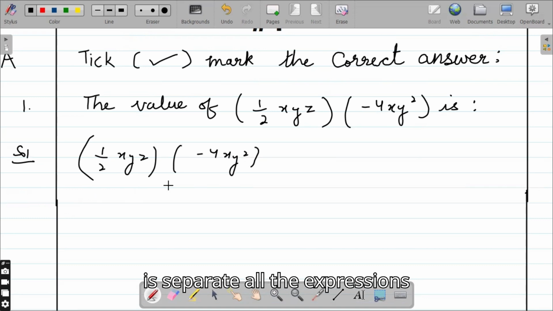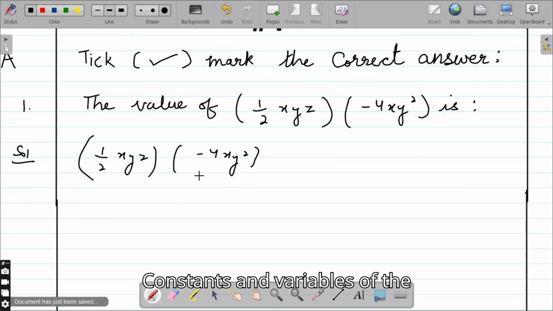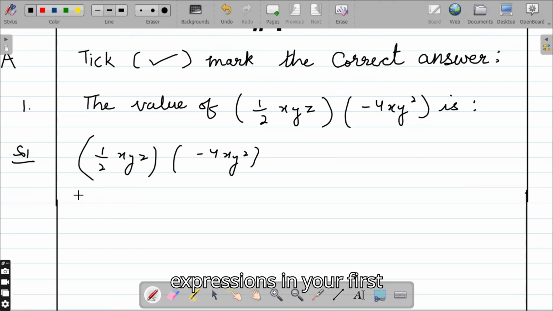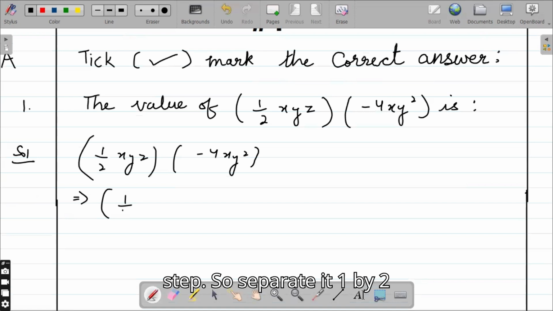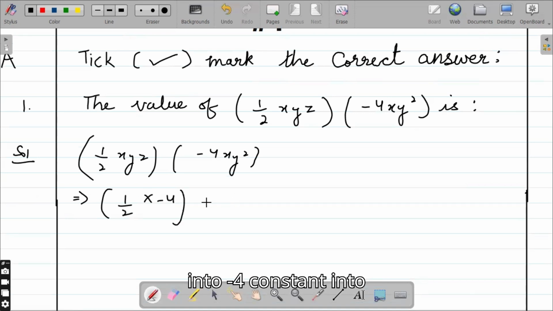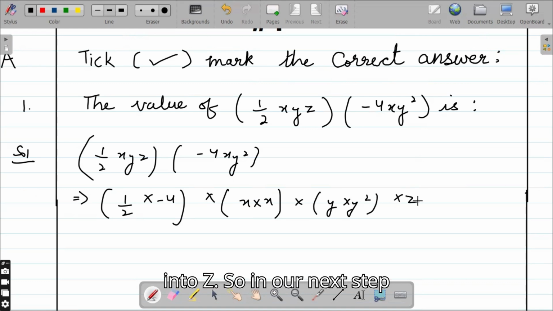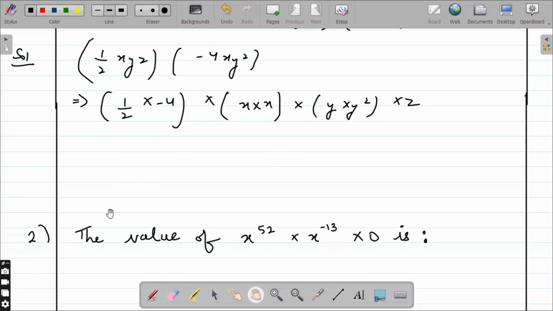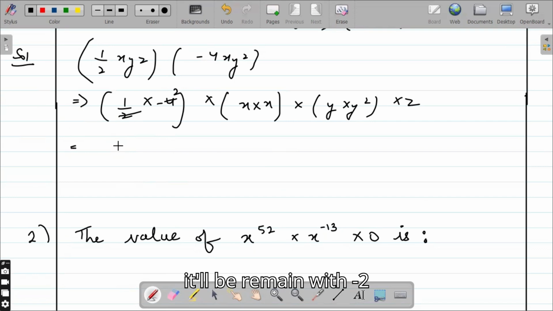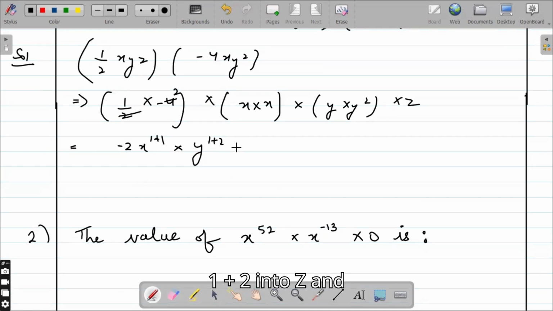The first step is to separate all the constants and variables of the expressions. So separate it: 1 by 2 into minus 4 constant, into x into y square into z. In our next step, we'll cancel it. So it will remain with minus 2 x 1 plus 1 into y 1 plus 2 into z.